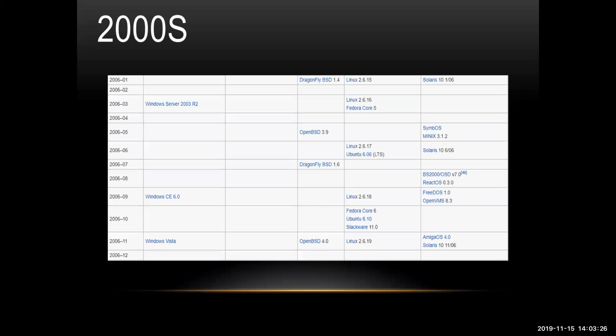And then March, we had Windows Server 2003 R2, Linux 2.6.16, and Fedora Core 5. Then for May, we had OpenBSD 3.9 and SymbianOS, and then Minix 3.1.2. And then June 2006, we had Linux 2.6.17 and Ubuntu 6.06.